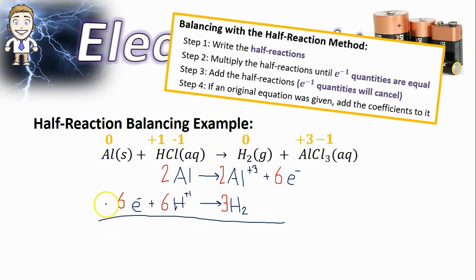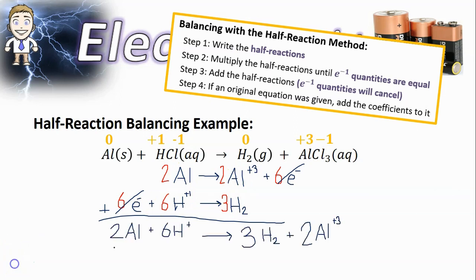Step 3 is to add the two half reactions. If I did my job correct, the electrons should cancel off, which they do. Now I've just got to pull down my two reactants and my two products in the net equation. So here's my net equation at the very bottom. The balancing has been completed. We just have to do step 4 and add these coefficients back into the original equation.